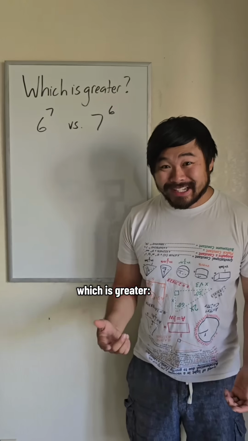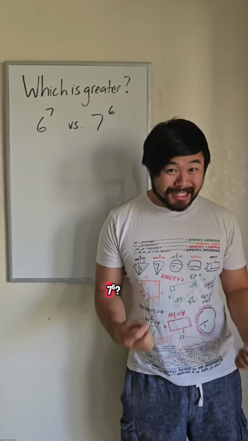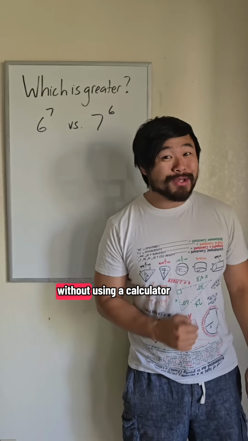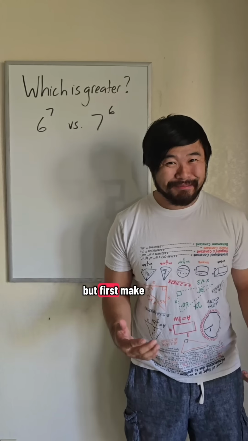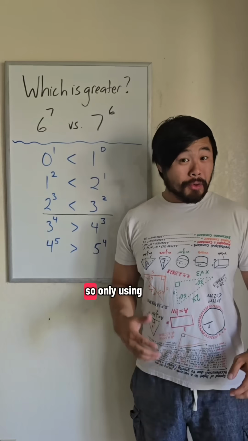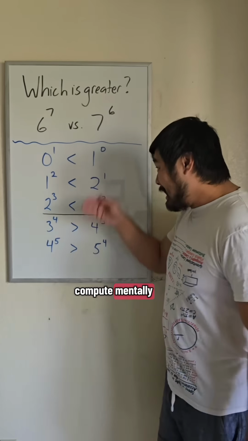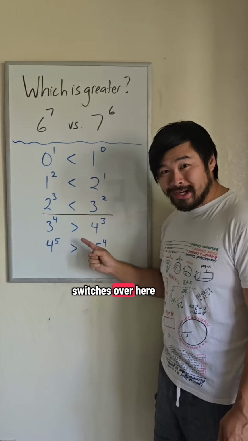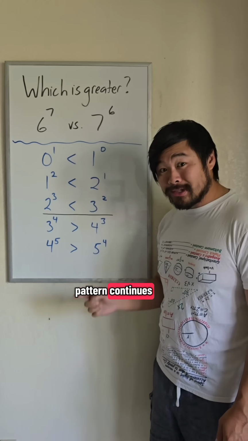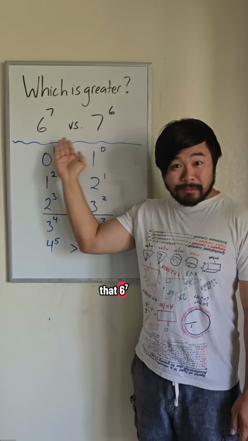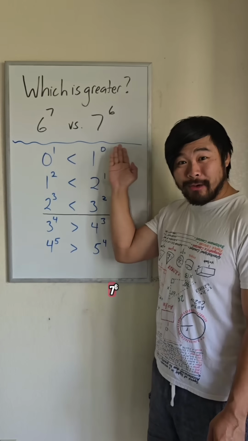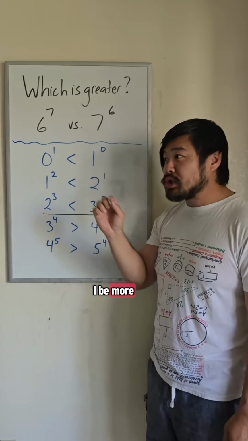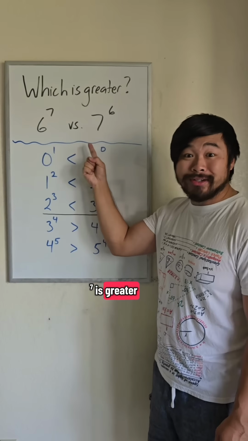Which is greater, 6 to the 7th power or 7 to the 6th power? Let's find out without using a calculator, but first, make a guess. So only using what I can compute mentally, if I take a look at smaller cases, it looks like the inequality sign switches over here. So if this pattern continues, I would think that 6 to the 7th power is greater than 7 to the 6th power. But how can I be more sure that 6 to the 7th power is greater?